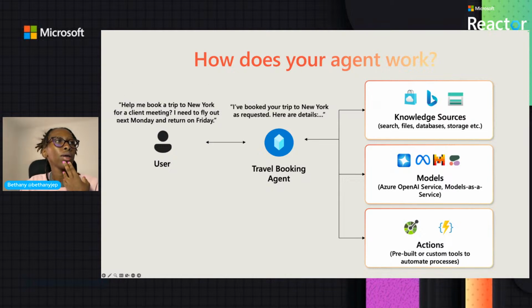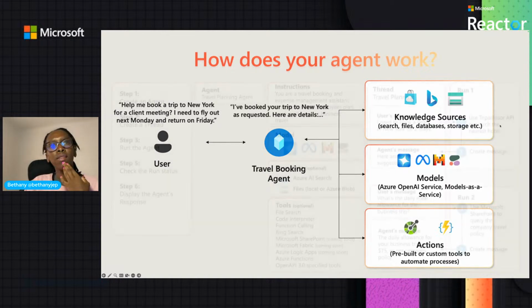An example is a user might ask, help me book a trip to New York for a meeting, and they need to fly out next Monday and return on Friday. So you can book a trip by, one, booking the itinerary with TripAdvisor, two, adding it to your calendar, and three, you might even have an API to an airline that you can link in to book your flight details and everything you need.